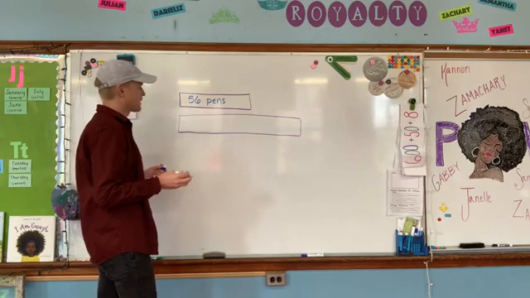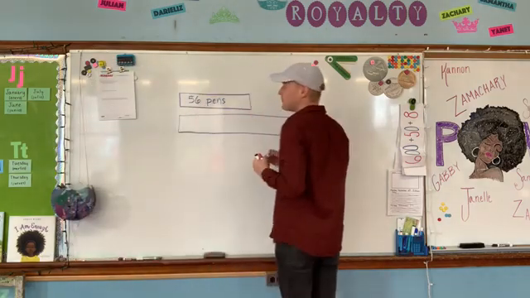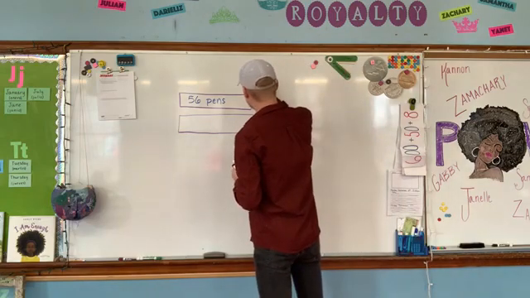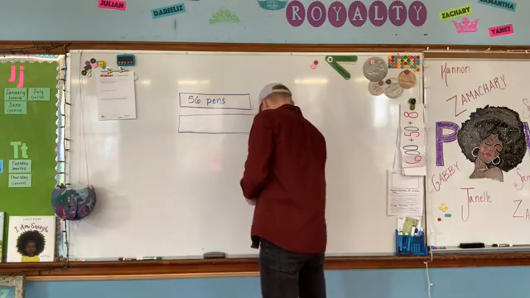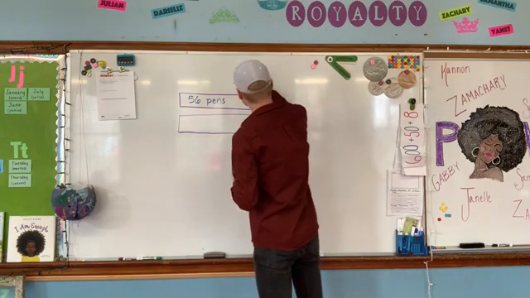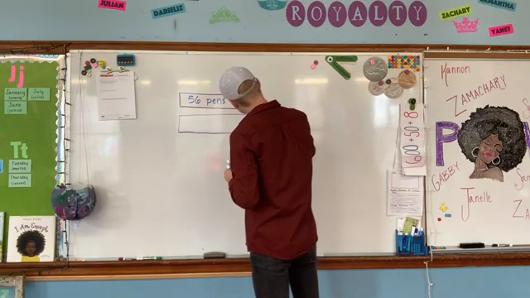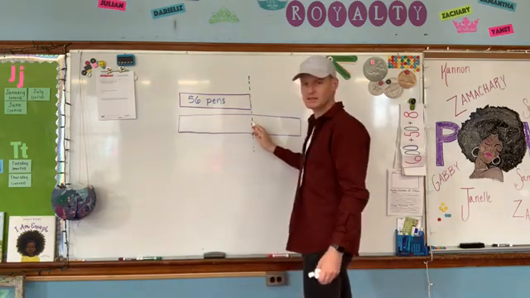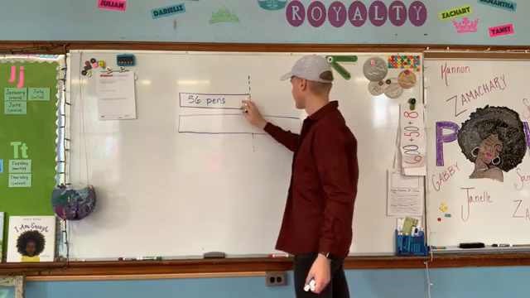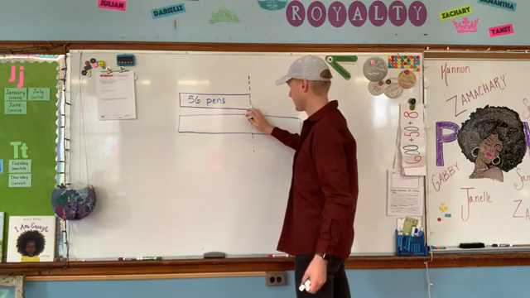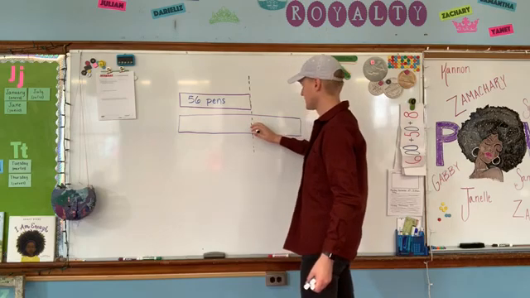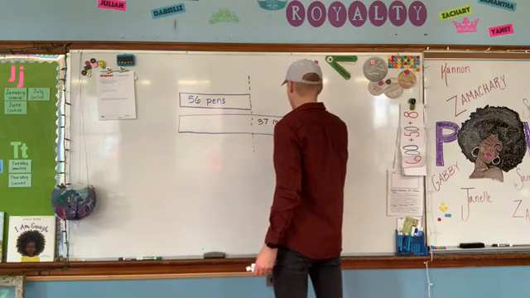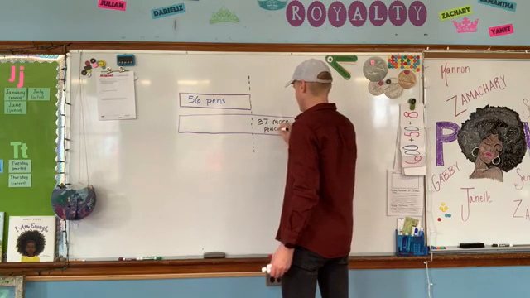And then we know that there are 37 more pencils. So I know from here, I'm going to draw a dotted line. So I know from here to here is 56 because these tape diagrams end here. This tape diagram ends here, so right here would also be 56. And then I know that there are 37 more pencils.